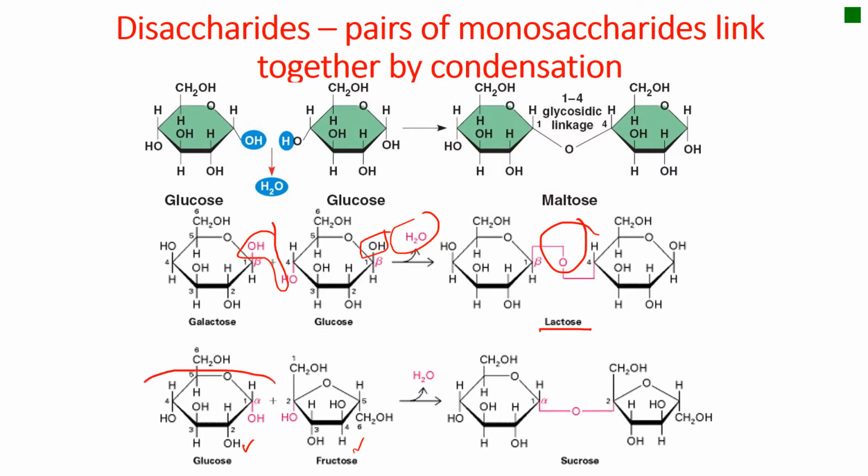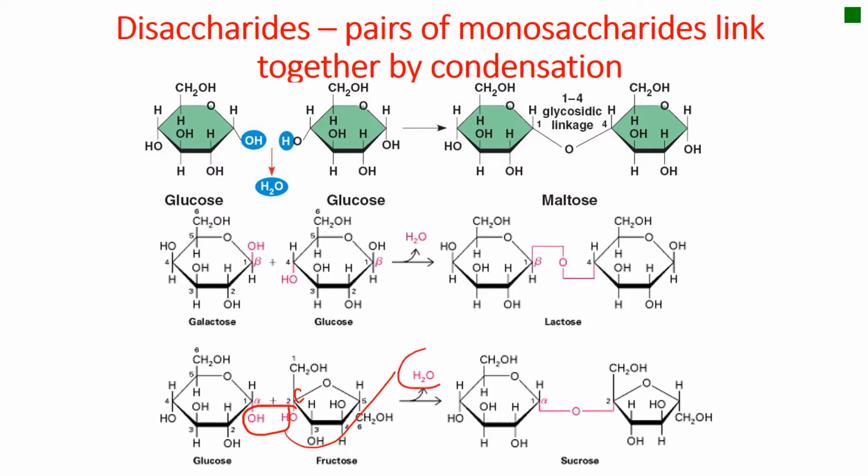This alpha glucose, the OH at the bottom, will combine with the hydroxyl of the carbon over here. They will combine and water will be produced, and the oxygen will be the bridge between the two. Glucose plus fructose gives sucrose. Sucrose is something that you have on a daily basis, which is your table sugar. Or sugar cane, that's sucrose.